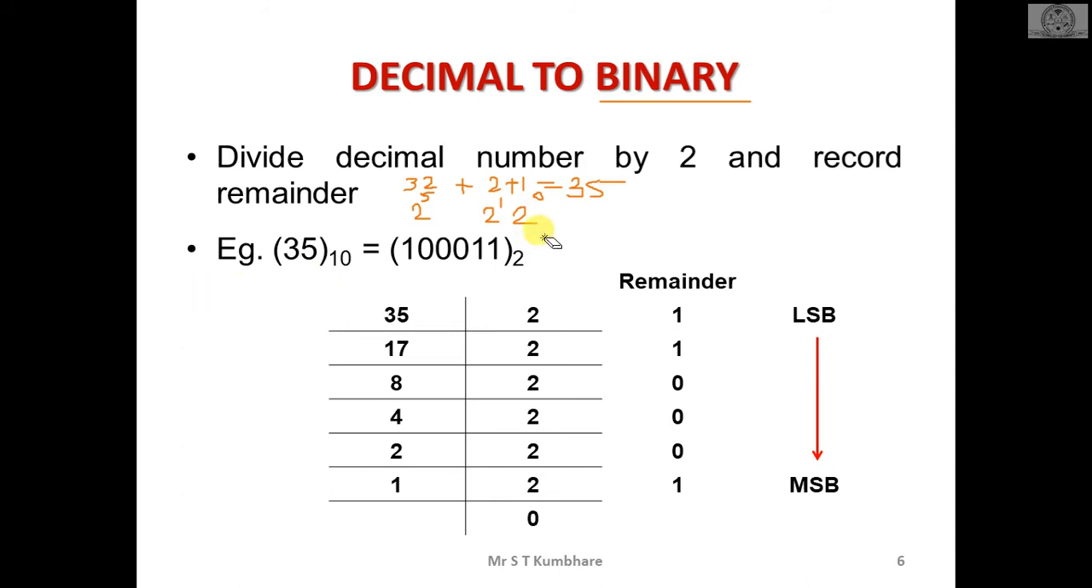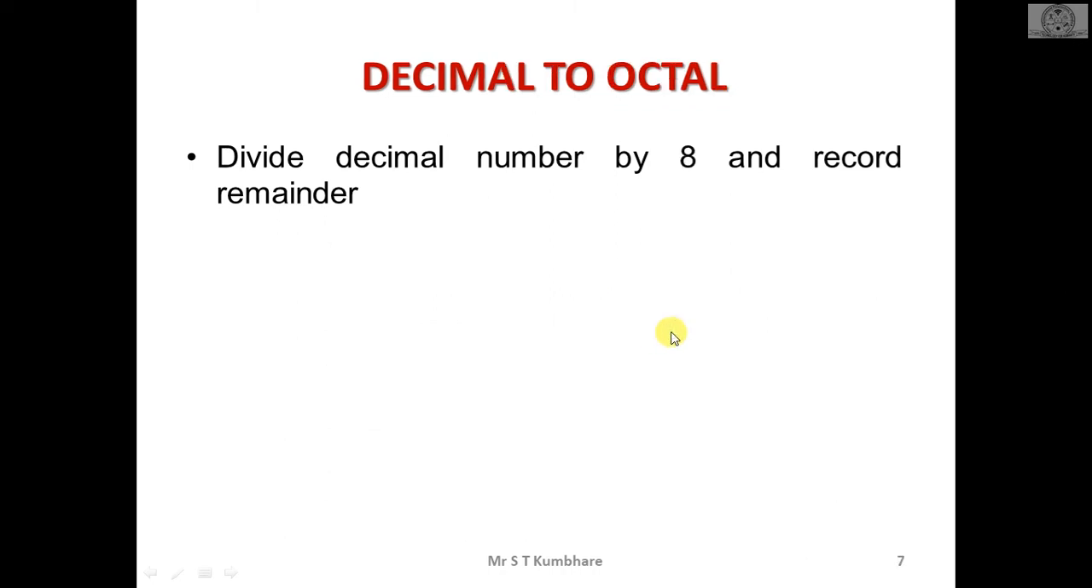I hope all of you got this. This one is easy. The basic concept is you take the number, divide by the weight or base, and then note down the remainder. Now, similarly, we can do the decimal to octal conversion. Again, divide the given decimal number by 8, because I want to convert it into an octal number. Octal has base 8, and we have to record the remainder.